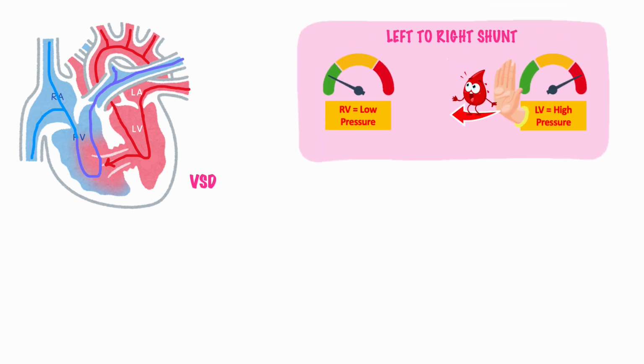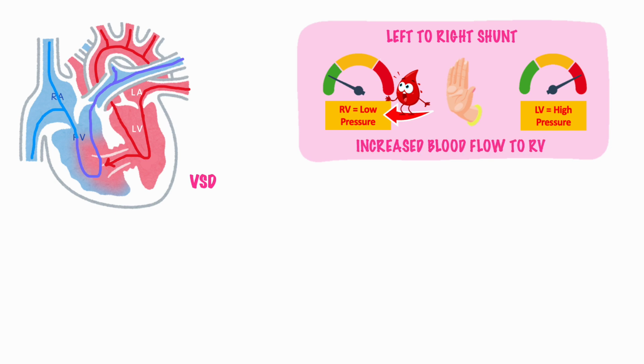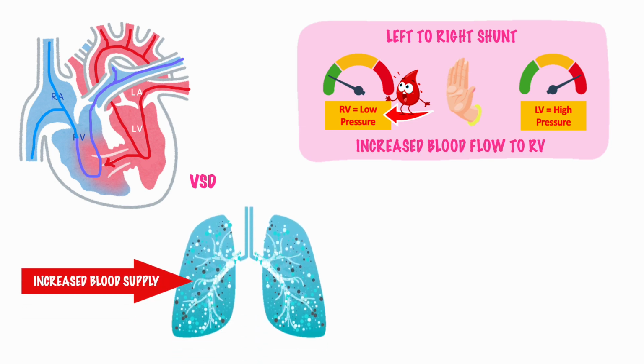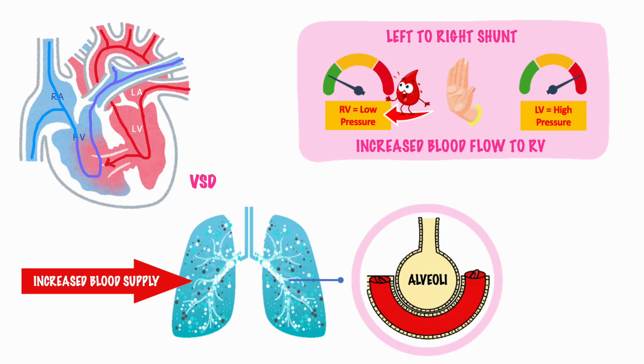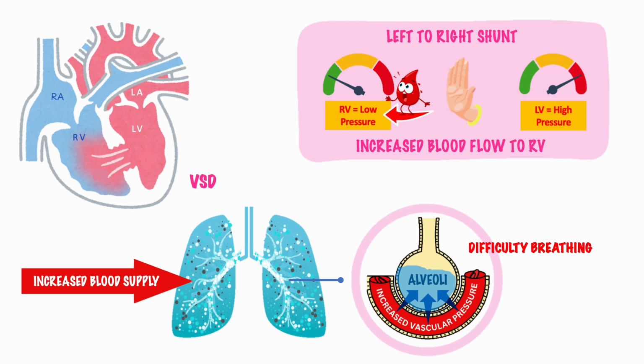Typically, there is a left to right shunt across the VSD because the higher pressure in the left ventricle pushes blood towards the lower pressure in the right ventricle. Consequently, there is increased blood flow to the right ventricle and therefore increased blood supply to the lungs. This results in increased vascular pressures within the lungs, with excess vascular fluid being pushed out into the alveoli, causing pulmonary edema, which can result in difficulty in breathing.